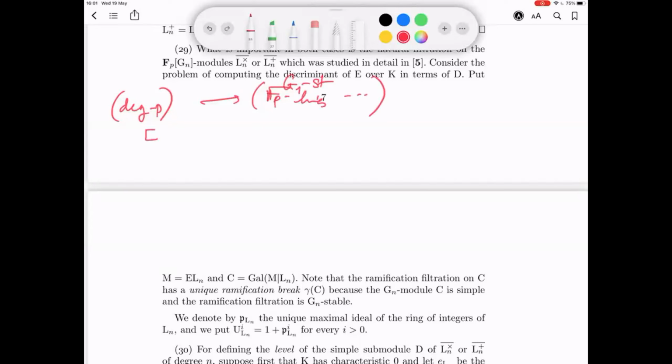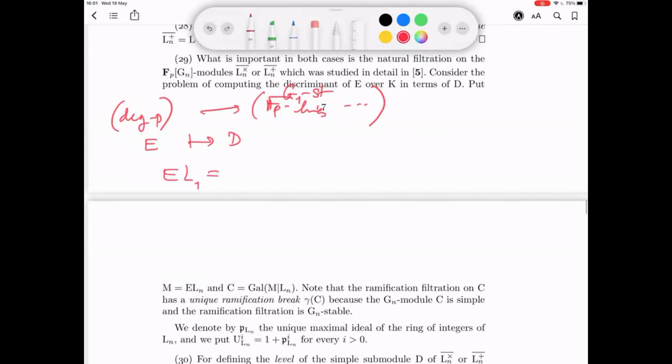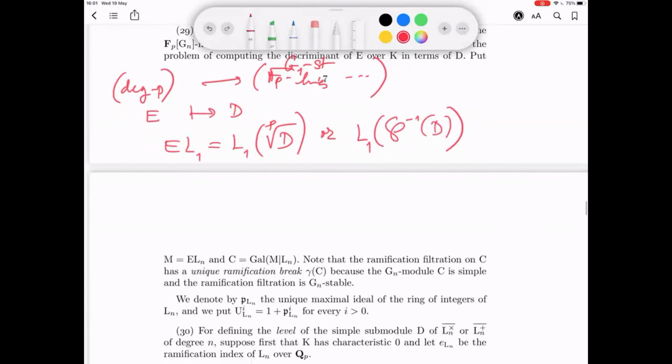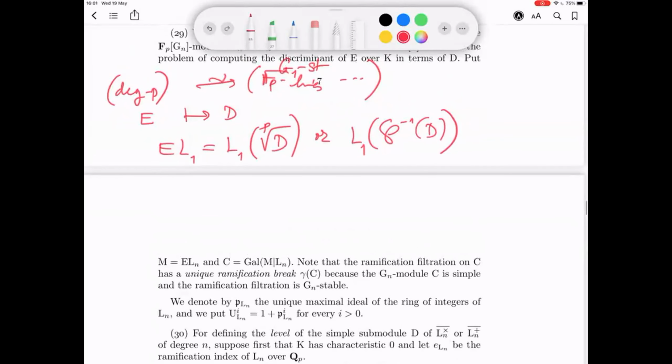And what's the map? E was being taken to the D if and only if EL1 was L1 P under D, or if the characteristic was P, then it was EL1 equal to L1 P inverse D. Right. So that gave you the map. But how did you show that this map is a bijection?